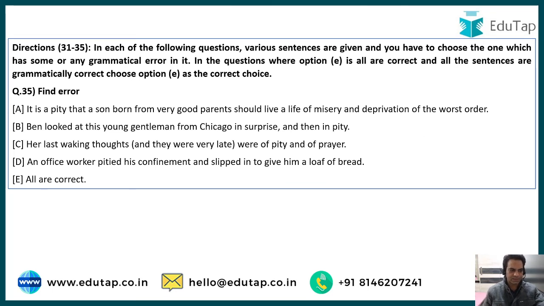Let's read the options. It is a pity that a son born from a very good parents should live a life of misery and deprivation of the worst order. No, guys, it should not be son born from, it should be son born of very good parents. Ben looked at this young gentleman from Chicago in surprise and then in pity. Her last waking thoughts, and they were very late, were of pity and of prayer. That is true. An office worker pitied his confinement and slipped in to him a loaf of bread. I think the correct answer is option number A, guys. So that is the erroneous part here.